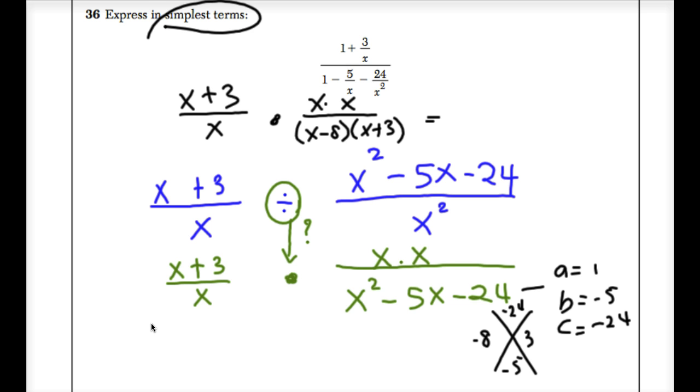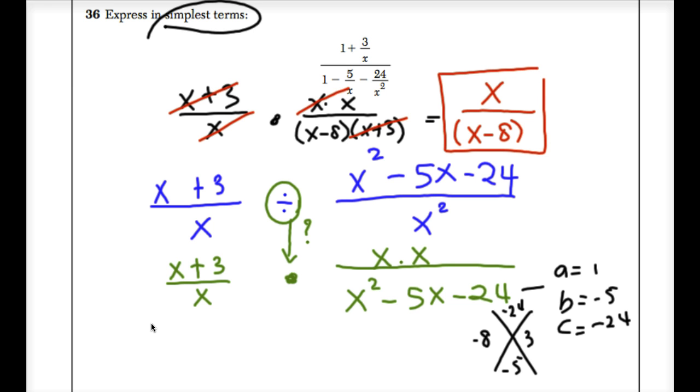Now what can I go ahead and cancel? Remember, anything in the numerator and denominator I can cancel. So this x plus 3 goes with this x plus 3, this x is out, that x is out. And on the top, I'm left with x, and the bottom is x minus 8, which is my final answer. Alrighty? So in simplest terms, these are actually 4 credit questions.